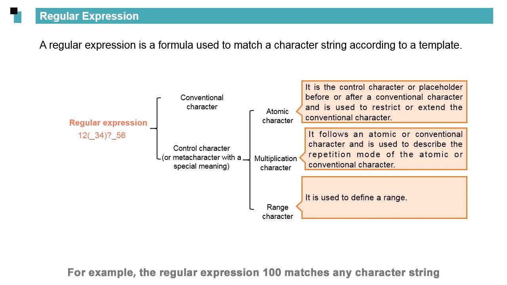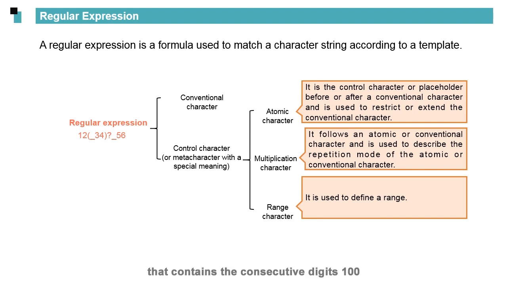For example, the regular expression 100 matches any character string that contains the consecutive digits 100, such as 100200, 10000, and 21412100. For more concise matching, you can add a control character. Now, let's take a look at the characters that may be used in regular expressions.